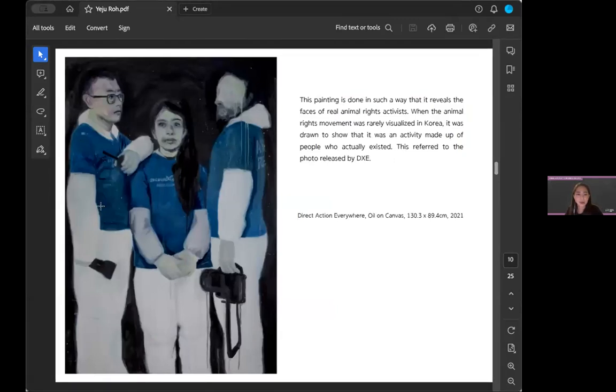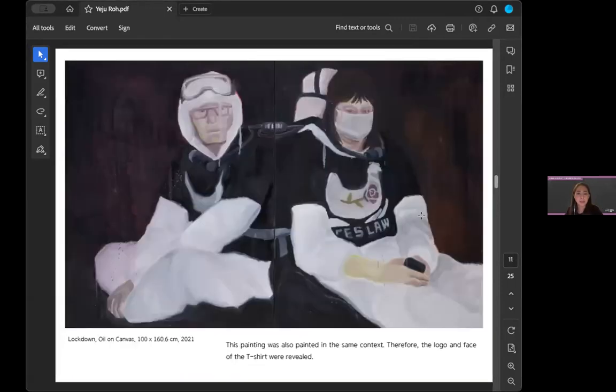These ones I believe are from DXC. The painting was also painting the same context, the DXC. The Roses Law is also one of the activities that I believe the DXC is also involved in as well. And if you know the activities in South Korea, they have been doing a lot of direct actions. We had a speaker last year from DXC Korea, Yoon. If you're interested in hearing what they have been doing, please watch the recording from last year's conference.